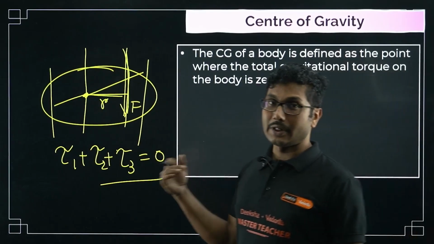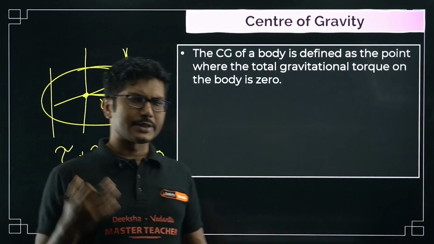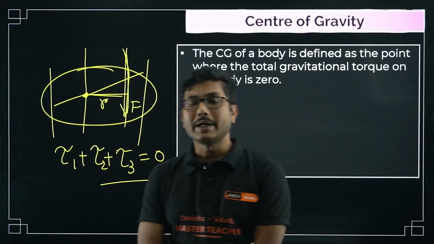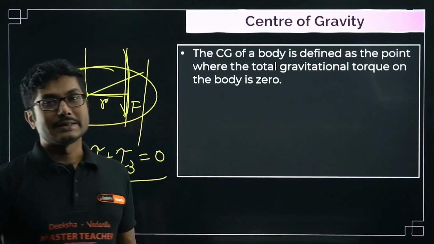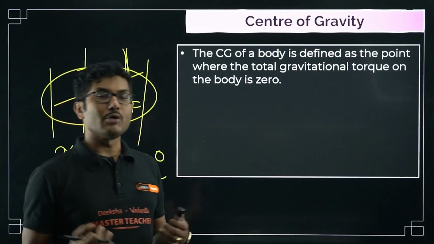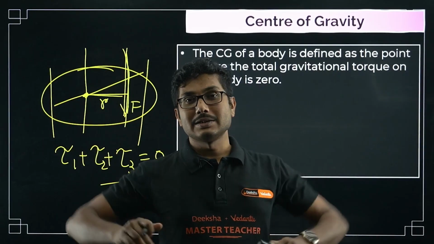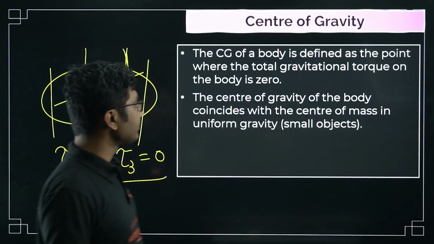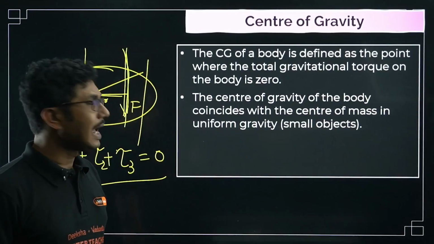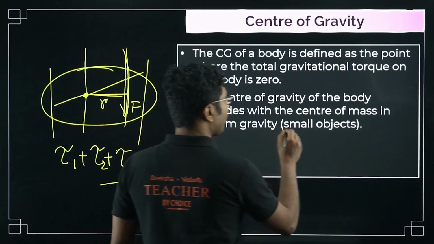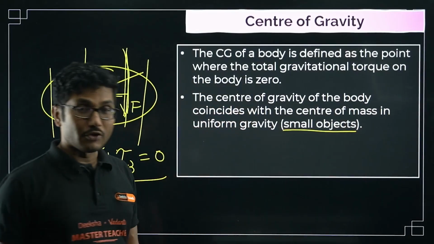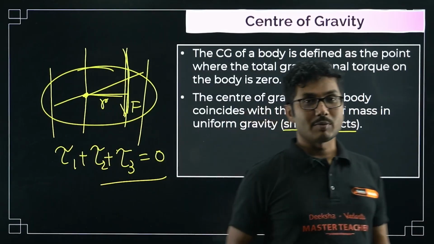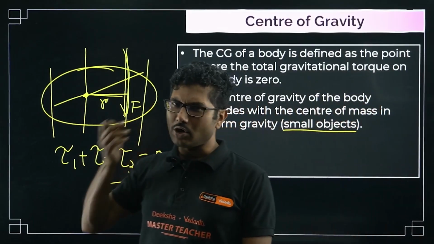It is not any arbitrary point. It depends, and in most cases for symmetric objects, center of mass and center of gravity generally coincide, but this is not a necessary condition. They may coincide in certain cases, but that is not always true. The center of gravity of the body coincides with the center of mass in uniform gravity for small objects. If the object is small and the gravity is uniform, and it is a symmetric object also, then we say that center of gravity and center of mass generally coincide.